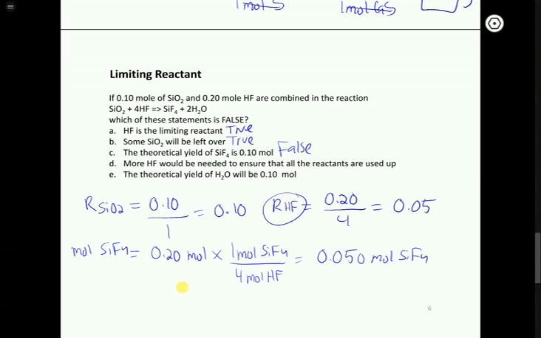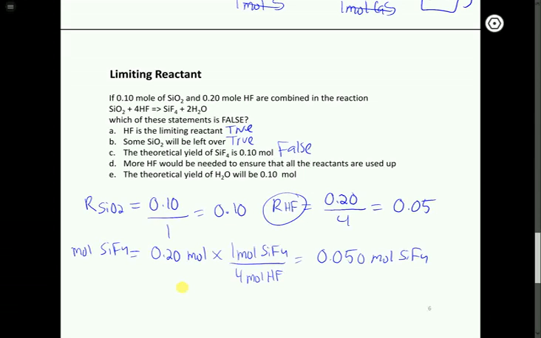So choice D is just a conceptual statement. More HF would be needed to ensure that all the reactants are used up. And this is true because HF is our limiting reactant. So if we want all of the reactants to be used up, we need to add more of that to consume the excess SiO2. Okay, so choice D really just tests our understanding of the definition of limiting reactant.